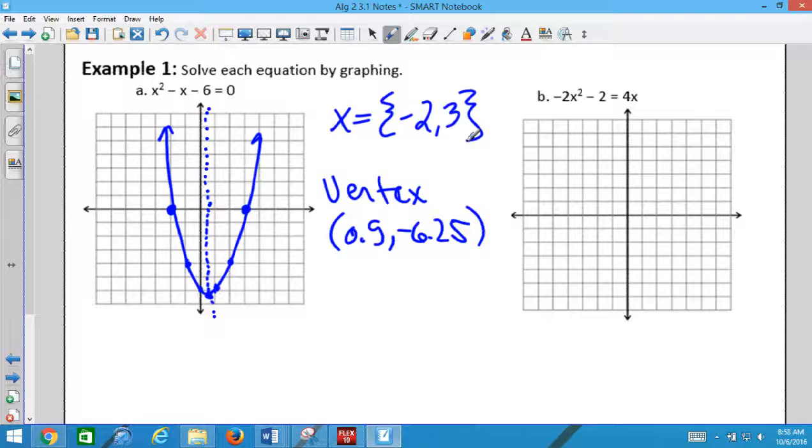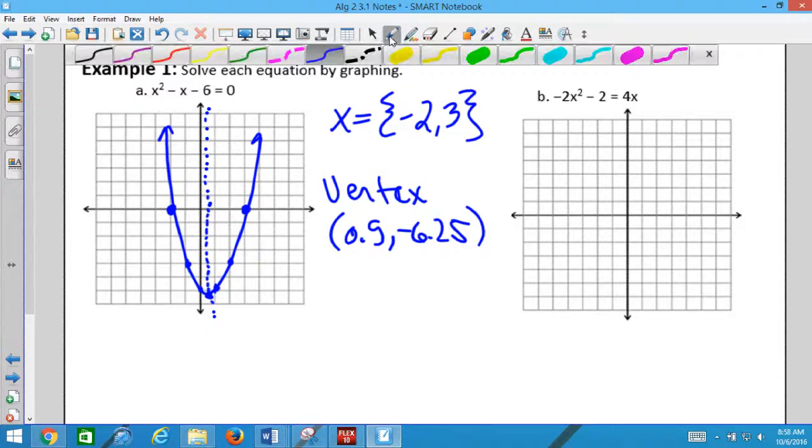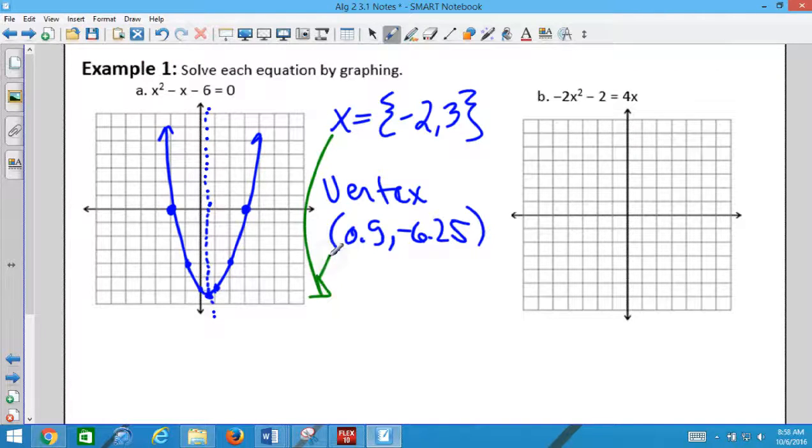The other way, if you don't like set notation and you like writing more, the other way that you could show the same thing would be to write x equals -2 or x equals 3. But you have to have the word or in there. You have to have the x equals every time. So those are the 2 acceptable ways that you could write your answer. I prefer less writing, so I always do set notation.